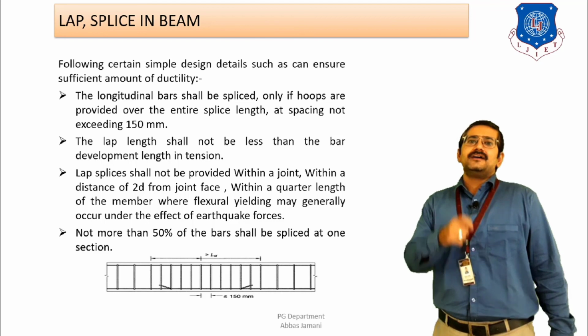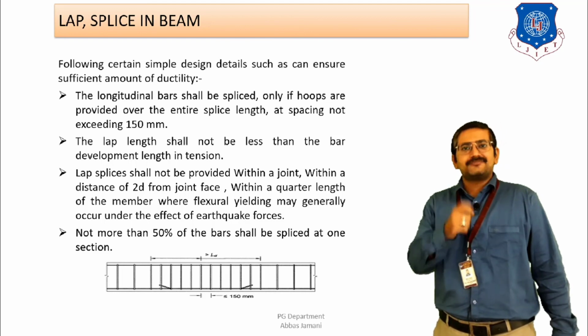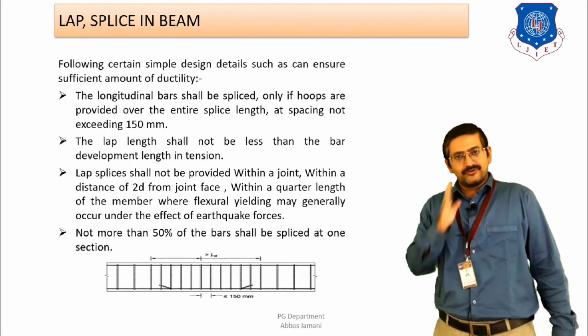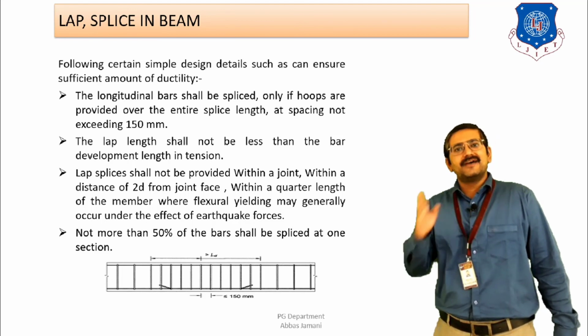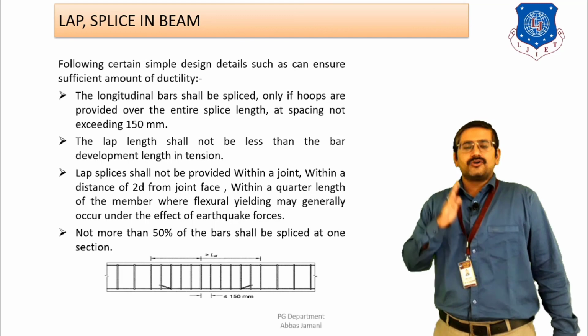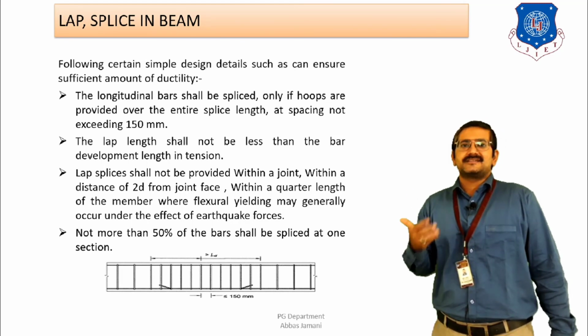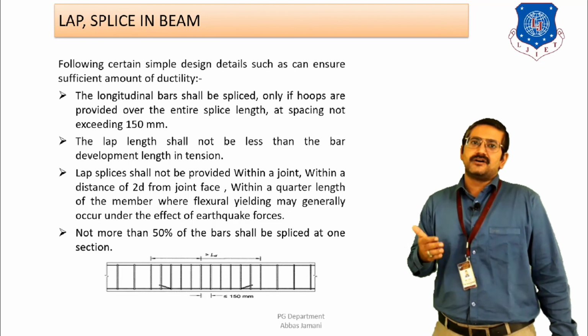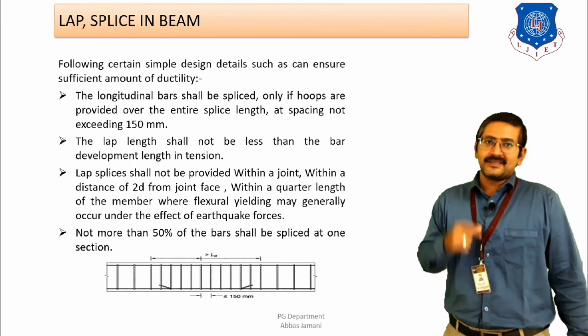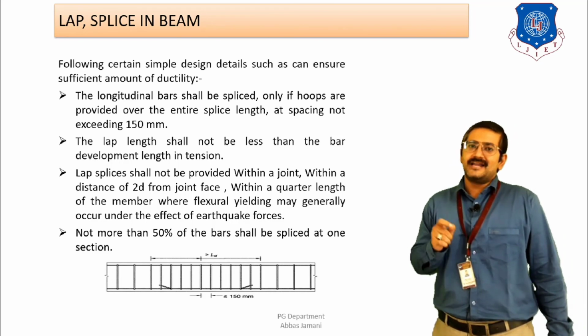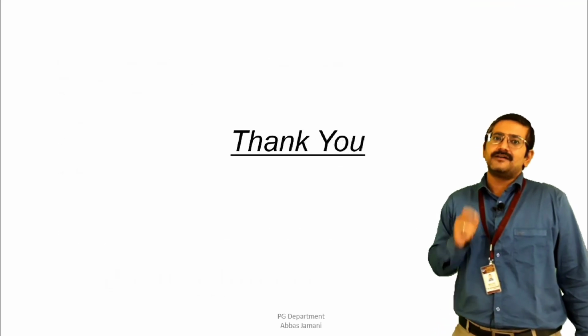And that is why the code is saying that the lap should not be provided at the columns, at 2D distance from the columns, and at D by 4 distance from the column, right? All these three criteria may govern depending upon the situation, and these three criteria have to be checked, and accordingly the location of lap splice has to be decided. And wherever the lap is provided, the maximum spacing of the loop should be 150 mm. It should not exceed 150 mm.